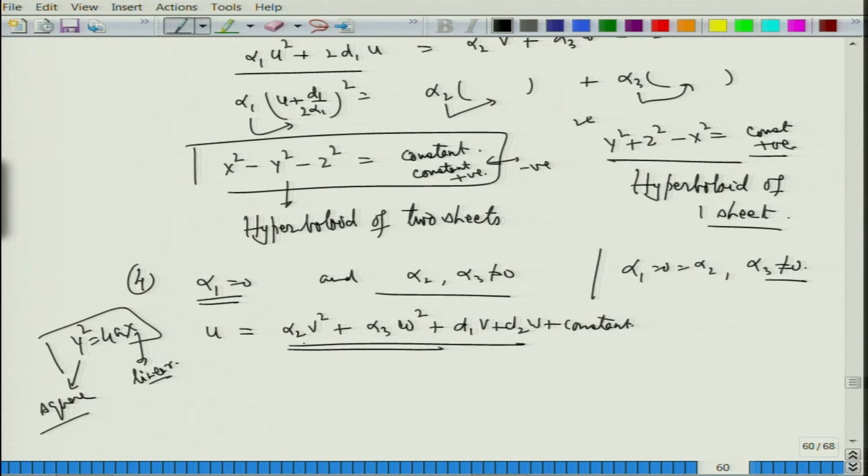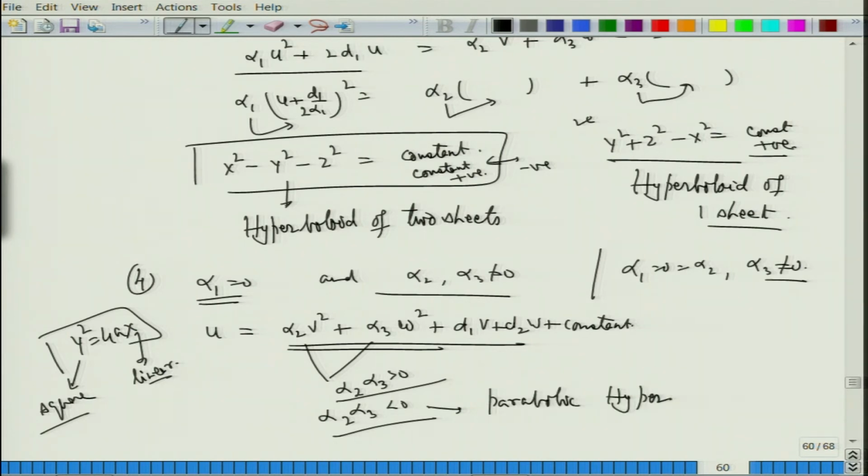Further, if I look at these two, if alpha 2 and alpha 3 are positive, that is one case, or alpha 2 alpha 3 is negative. So I should not write alpha 2 alpha 3 positive. Alpha 2 into alpha 3 is positive, accordingly the direction will change. So there are two cases, this is positive, the other is negative. This will give me a hyperboloid of a different type. So this is called parabolic hyperboloid. This will give me paraboloid itself.